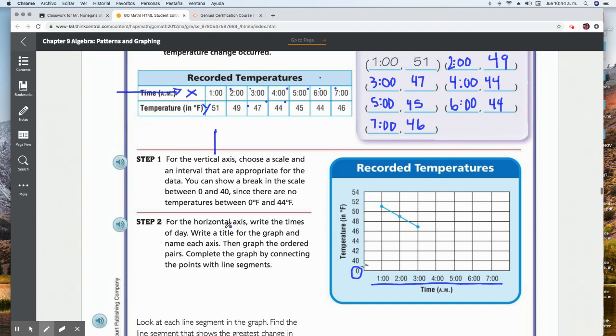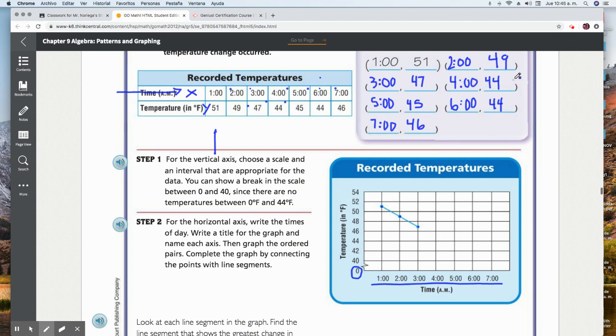Okay, and then it says, then graph the ordered pairs, complete the graph by connecting the points with line segments. So the first 3 points are already plotted for us. Okay, so 1 o'clock in the morning, 2 o'clock in the morning, 3 o'clock in the morning. Okay, let's go ahead and see what the temperature was at 4 o'clock in the morning.